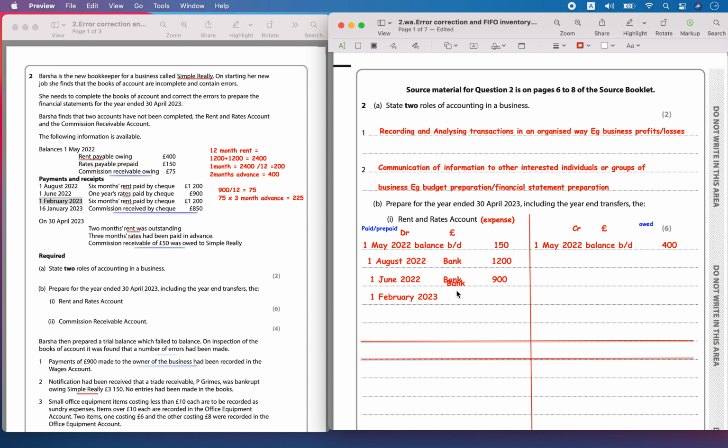So bank, 6 months rent was paid by check. The value was around 1200. And now we can see that 2 months rent had become outstanding. So for this we have to adjust at the 30th April 2023. Balances we have to adjust.